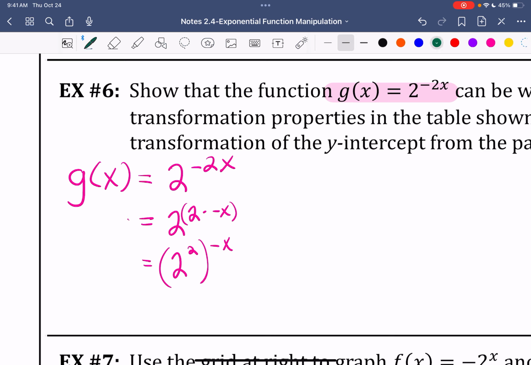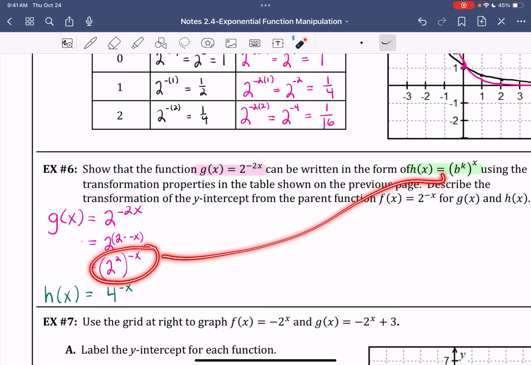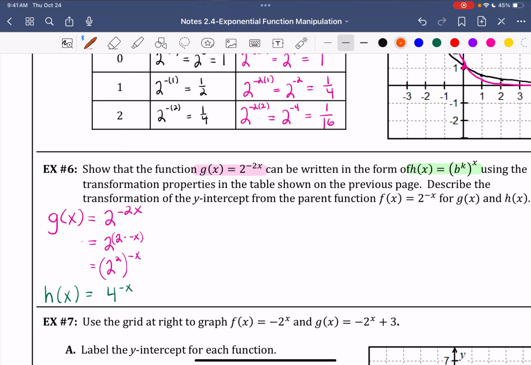This will be h. So let me switch my color. So h of x would be 4 to the negative x, because I know that 2 squared is 4. So now it looks like that. Well, actually, this first one right here kind of looks like what they wanted. But we always simplify when we have numbers. So we have our two forms. But now they're saying, describe the transformation.